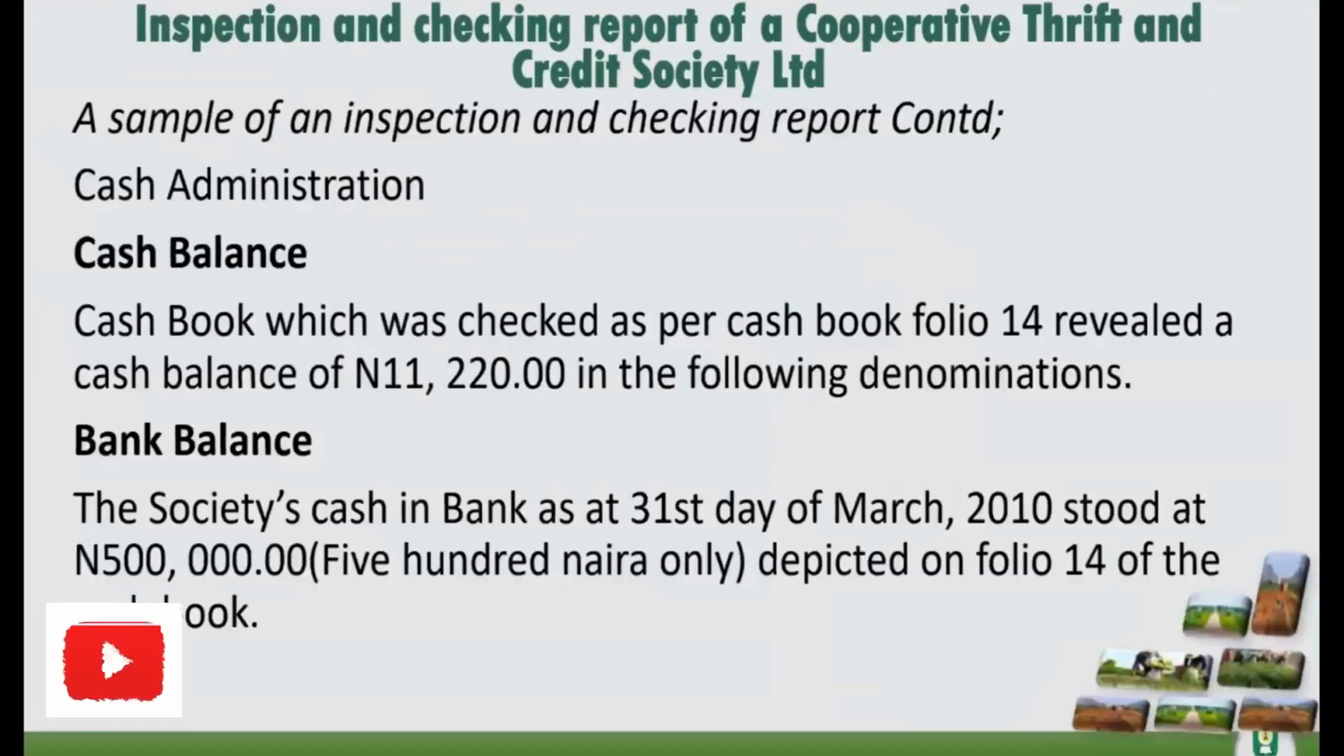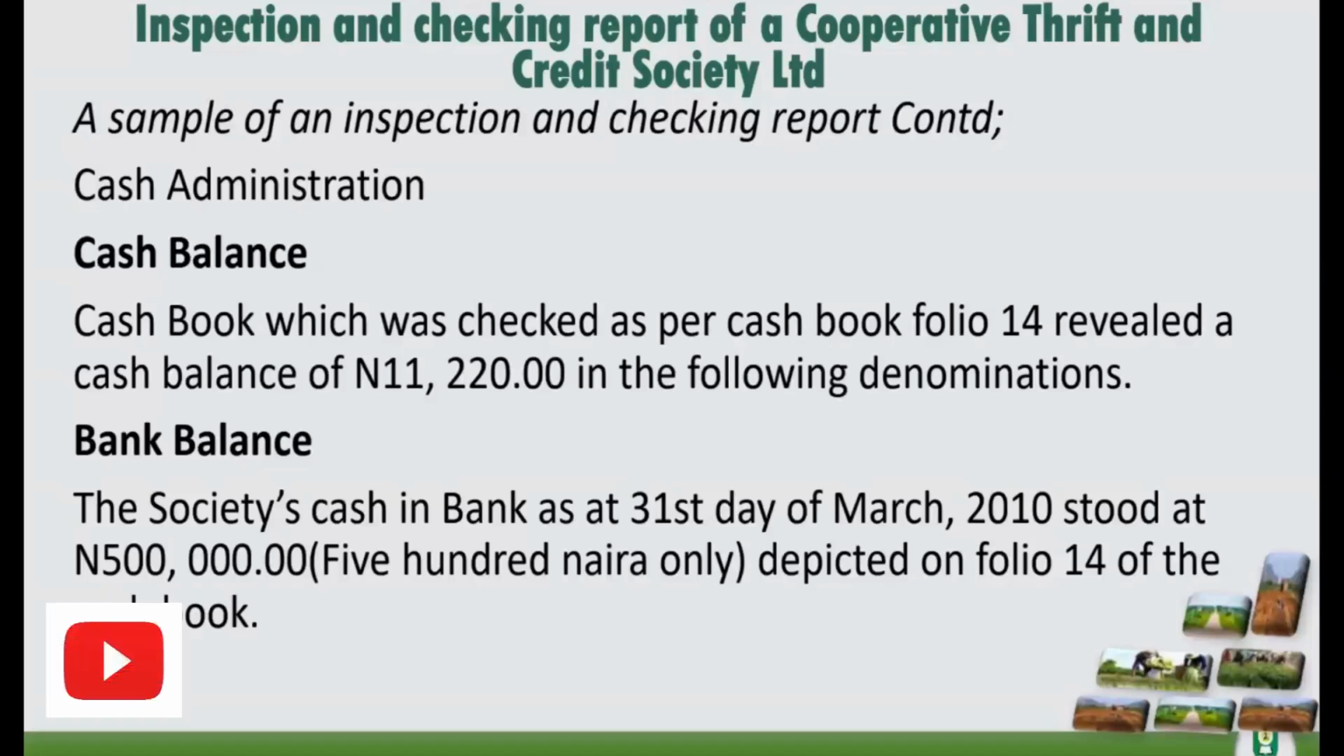Now, the sample of an inspection and checking report, we are continuing the explanation. The next heading you will see there is cash administration, cash balance. The cash balance, which was checked as per cash book folio 14, reveals a cash balance of 11,222 naira in the following denominations, which you will mention. Now, bank balance: the society's cash in bank as at the 31st day of March 2010 stood at 500,000, depicted on folio 14 of the cash book.